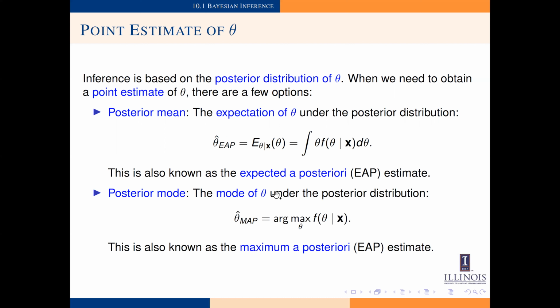Another possible point estimator is the posterior mode. That is, in the posterior distribution, what value of theta will maximize the posterior probability? So theta hat MAP, which is the posterior mode, is given by the theta value that maximizes f theta given x. And this is called MAP, which stands for maximum a posteriori estimator of theta.